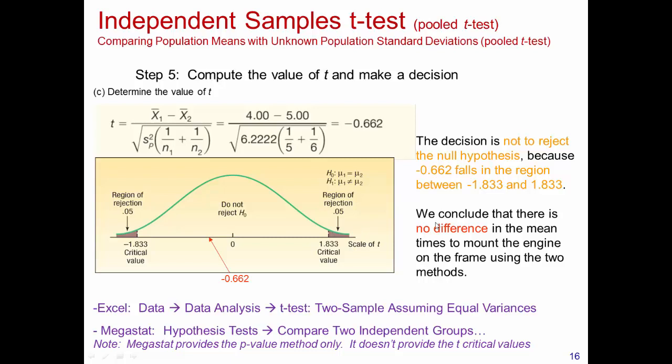We conclude that there is no difference in the mean times to mount the engine on the frame using the two methods. At the bottom of the slide, I provide you the methods for calculating it out as well, using Excel and Megastat.